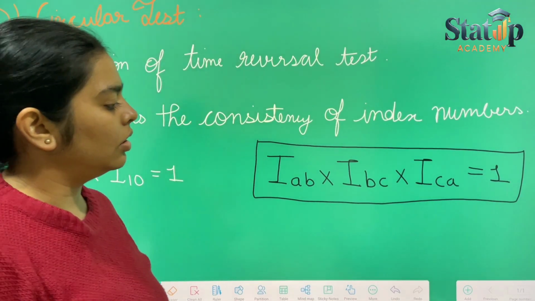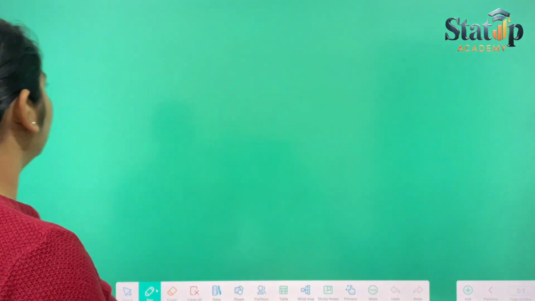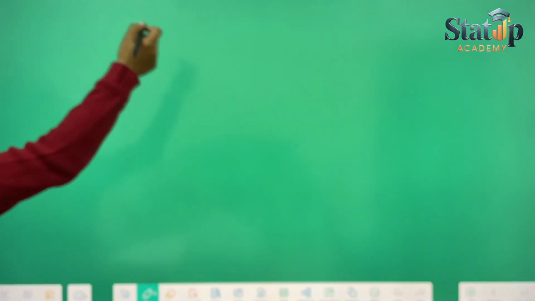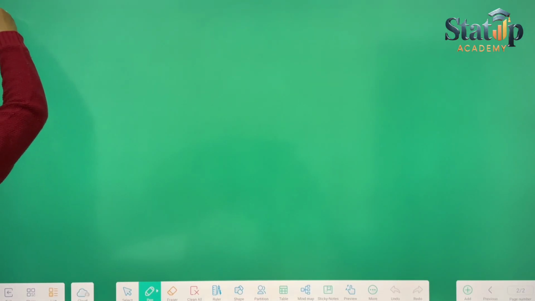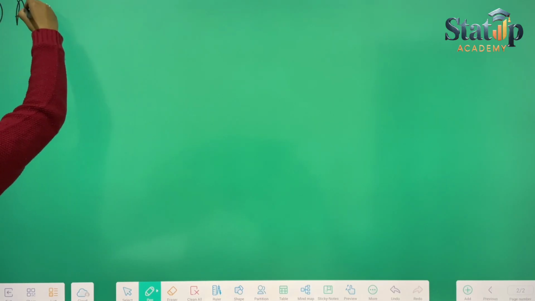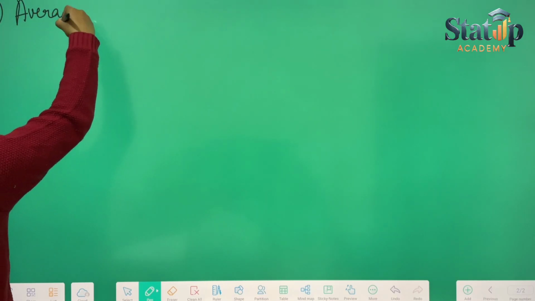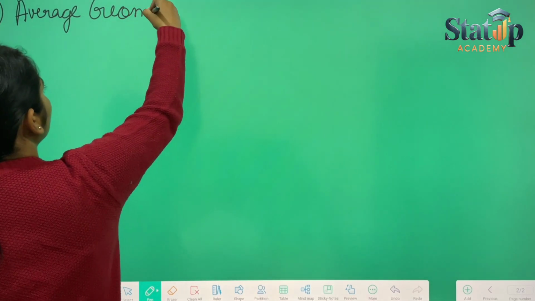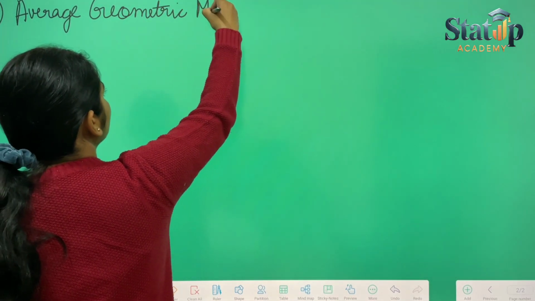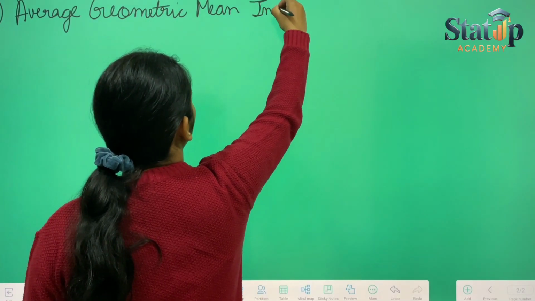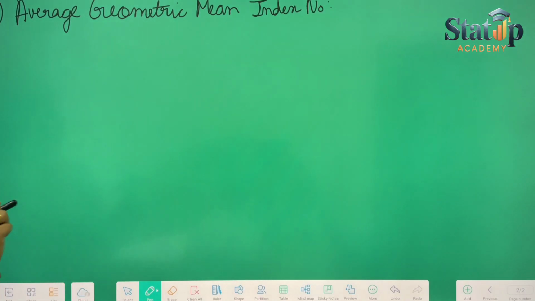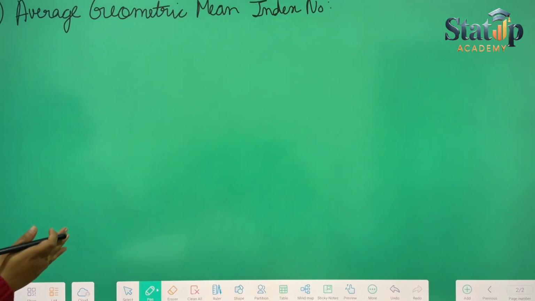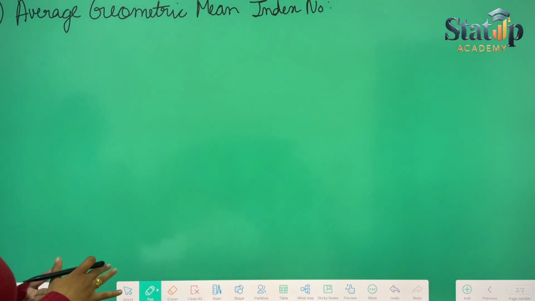Okay. So now moving forward to the first kind of equation, or the first weighted method, which is average geometric mean index number. Now, if we talk about average geometric mean index number, this is the geometric mean index number, like we did the average mean index number or the unweighted index number. This is the unweighted mean.